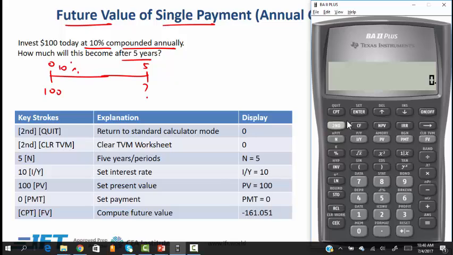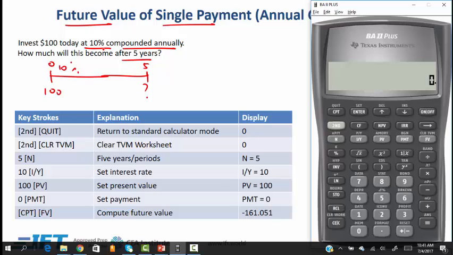The first thing is to just make sure you are in standard calculator mode. So we are. If you are not in standard calculator mode, just click on second quit. Then make sure that the time value of money registers are clear, so second TVM. If you don't do this, then any numbers that already exist will be used. So to be safe, just do second and then clear TVM. Then we enter the data.